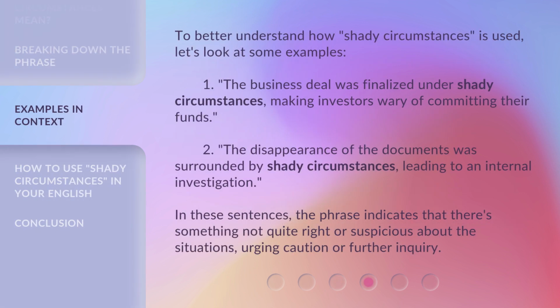To better understand how shady circumstances is used, let's look at some examples. 1. The business deal was finalized under shady circumstances, making investors wary of committing their funds. 2. The disappearance of the documents was surrounded by shady circumstances, leading to an internal investigation. In these sentences, the phrase indicates that there's something not quite right or suspicious about the situations, urging caution or further inquiry.